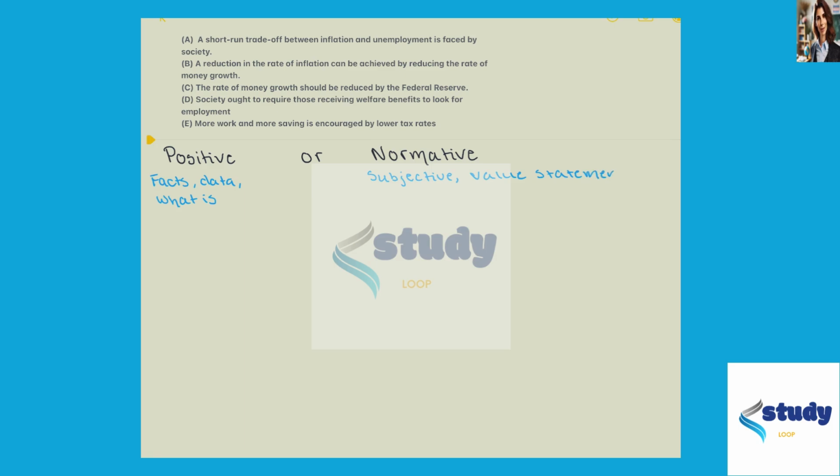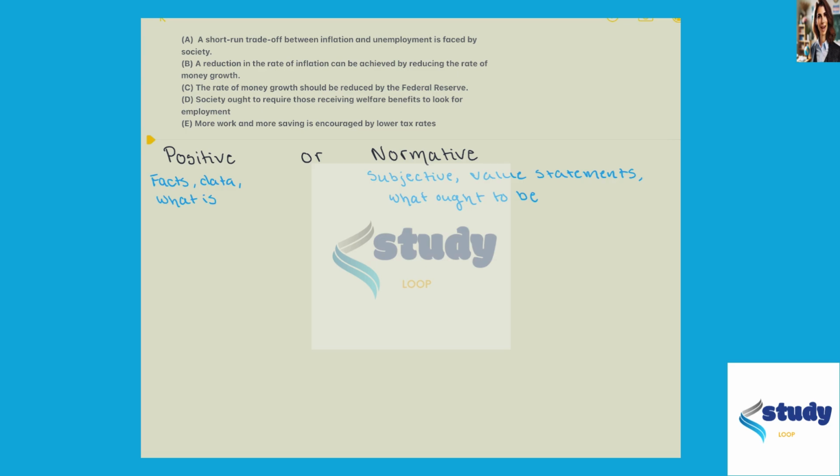And again, most importantly, positive statements focus on what is, whereas normative statements focus on what ought to be. So it's more of a suggestion. It's more of an implication, what ought to be within society or what ought to be done. So now that we have these basic definitions of the differences between positive and normative statements, let's classify which one of these each fall into.